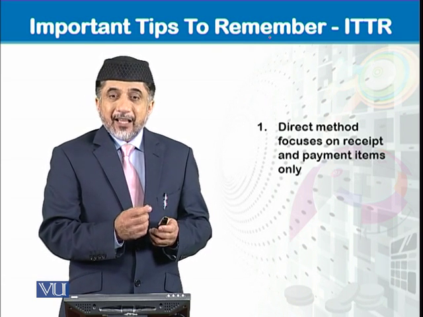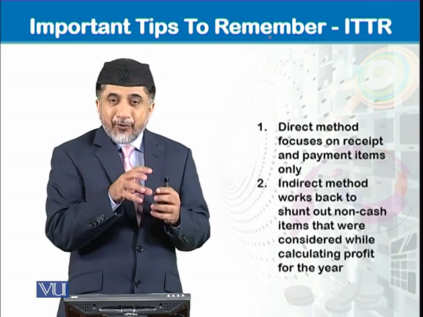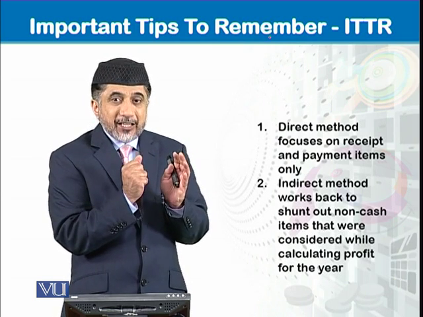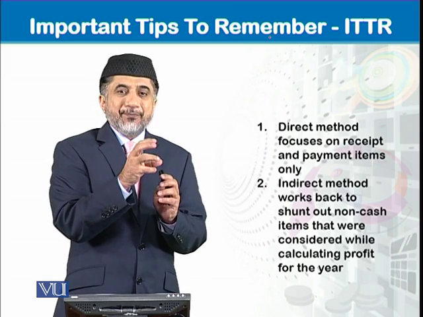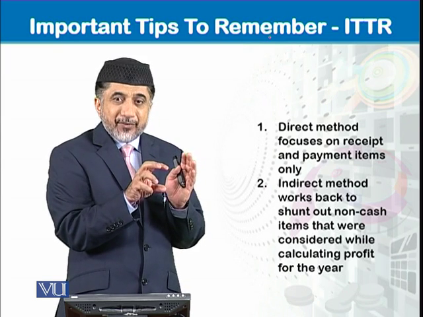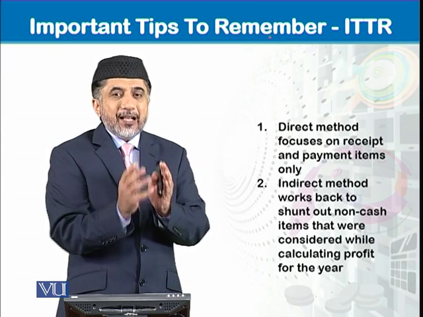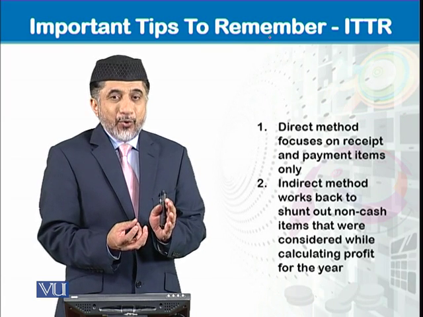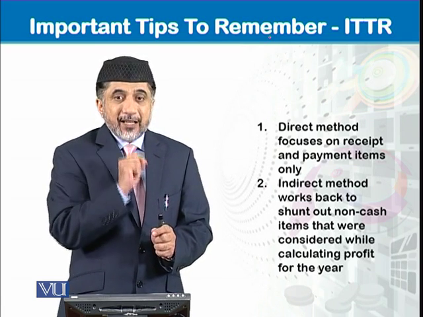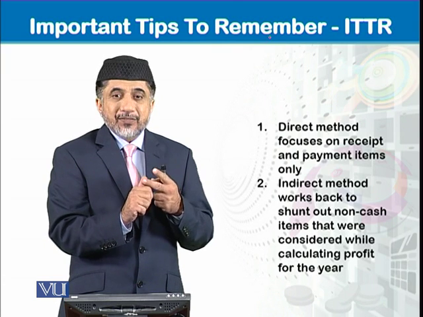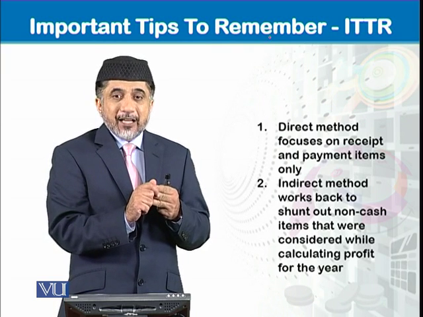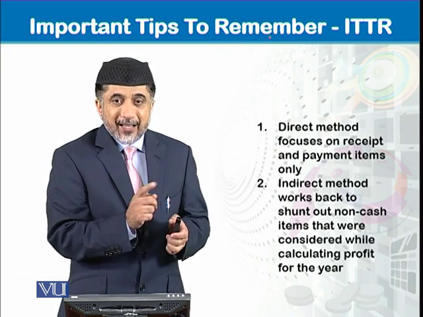Whereas in the indirect method, we focus on shunting out the non-cash items from the profit from operation figure, so that we separate non-cash items from the profit figure, and what is left is in fact the cash flow relating to the operations. And one thing again, I repeat, that operations is the area that covers sales, cost of goods sold, and operating expenses. Rest of the income statement items will be discussed in the upcoming module.